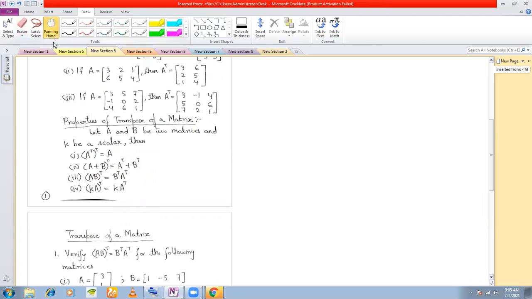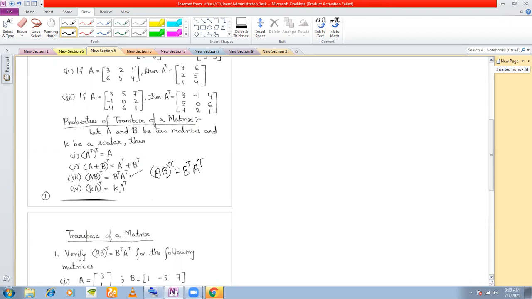Sir, why is AB transpose equal to B transpose into A transpose? Why B is in the front? Which property? Number 3, sir. AB transpose is equal to B transpose into A transpose. This is the property. What was the question? Why B is in the front? You said why not A transpose into B transpose?